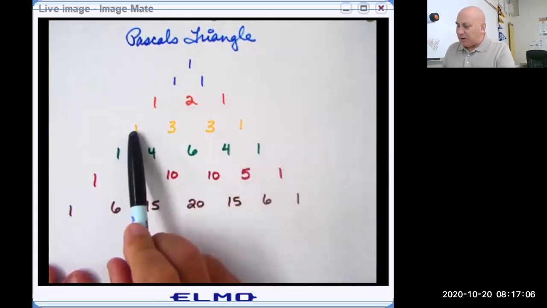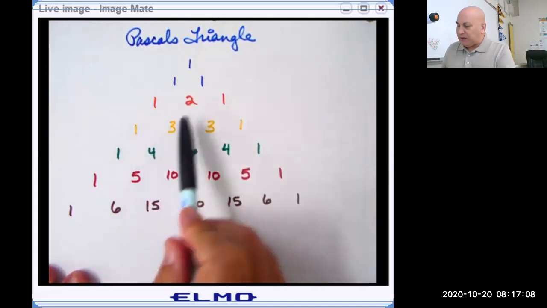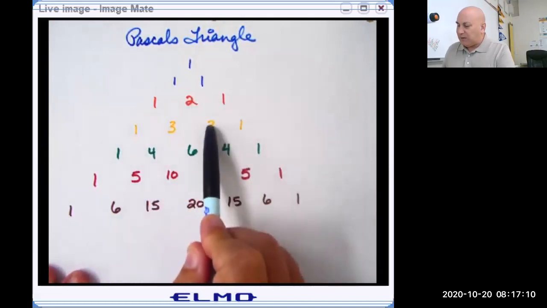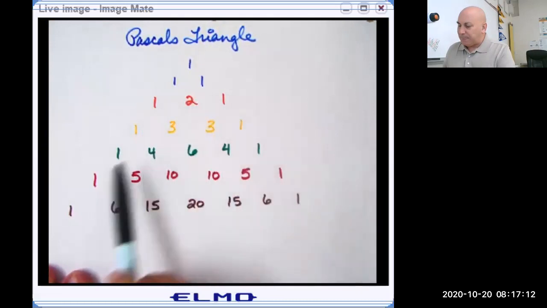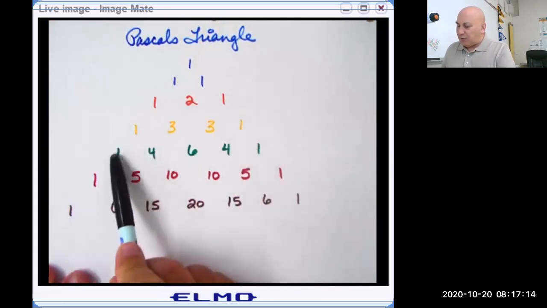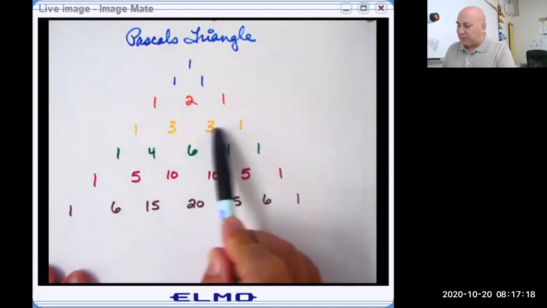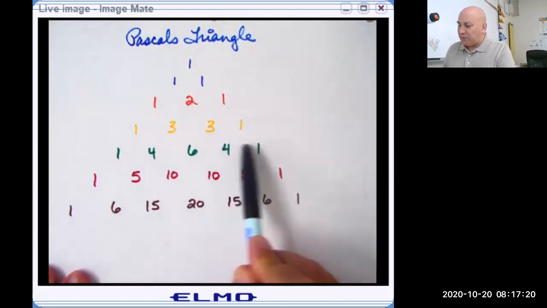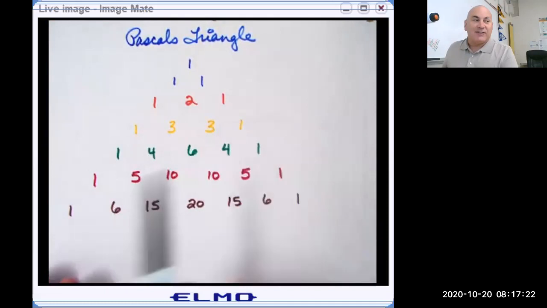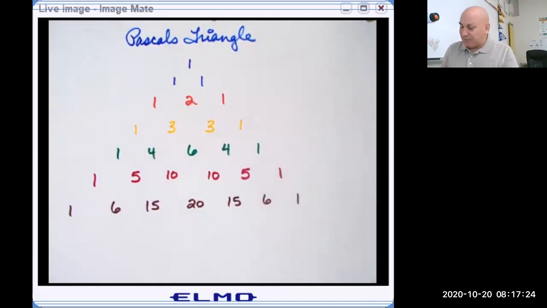We're going to start with a 1 again. 1 plus 2 is 3. 2 plus 1 is 3. And we're going to end with 1. We're going to start with 1. 1 plus 3 is 4. 3 plus 3 is 6. 3 plus 1 is 4. And then we're going to end with a 1, etc. That is how we generate Pascal's triangle. Write this down. Hopefully you recognize these numbers.